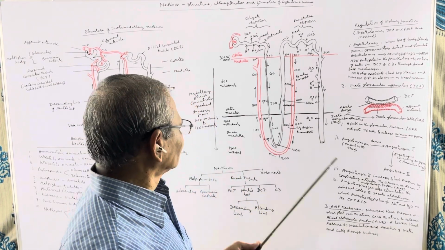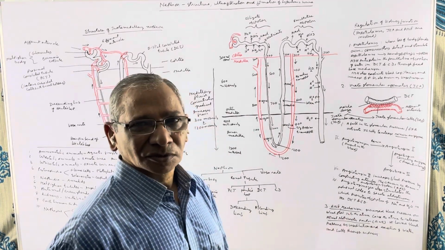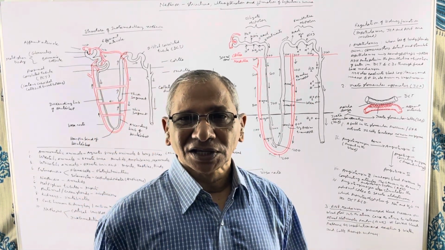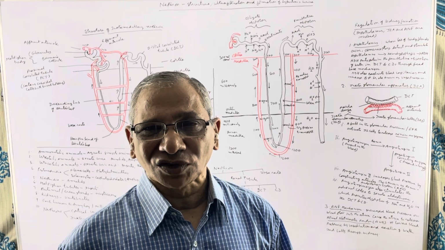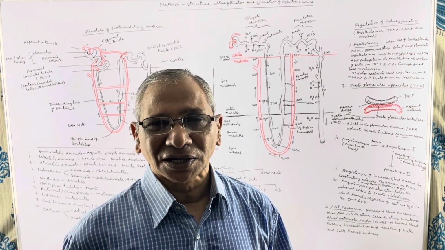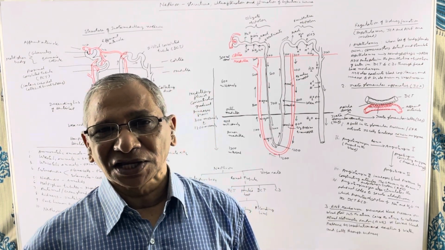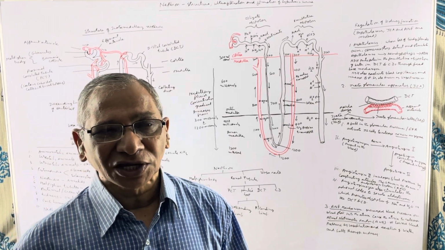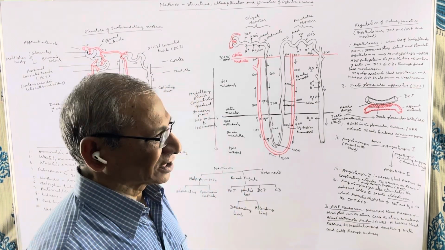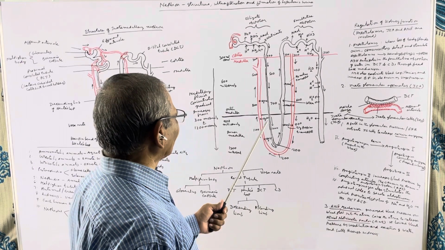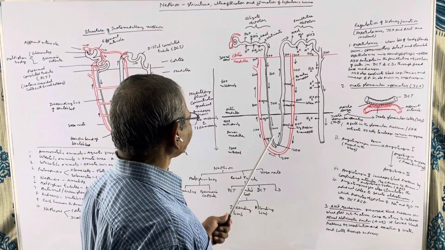If this arrangement is not there, the concentration of the medullary fluid is disturbed, and it is not possible for the kidney to produce hypertonic urine. Now let us see why this arrangement is present in the kidney.